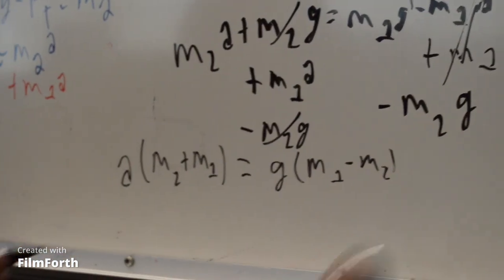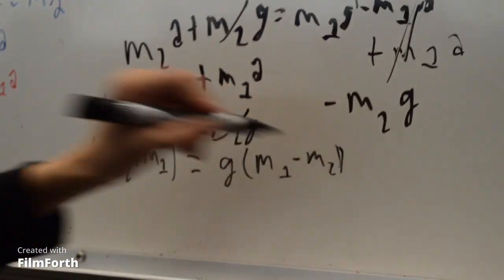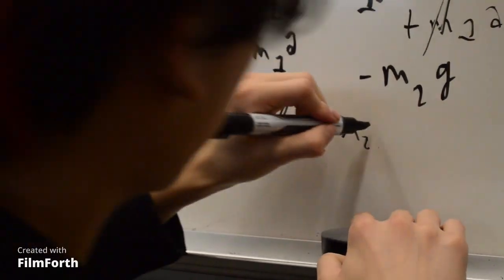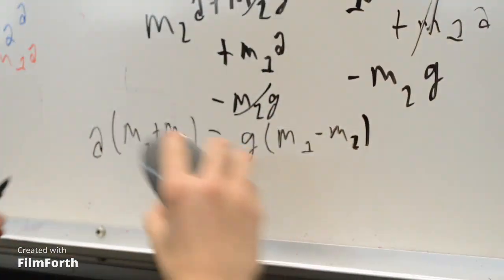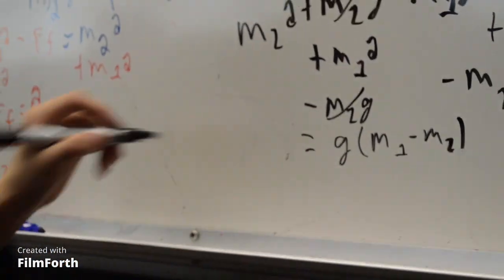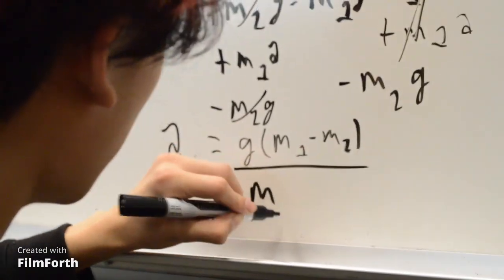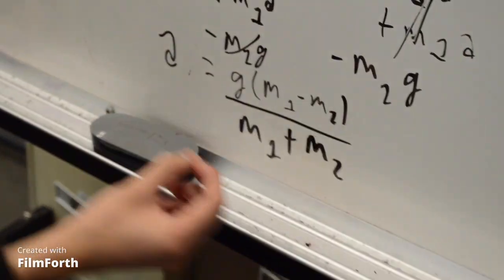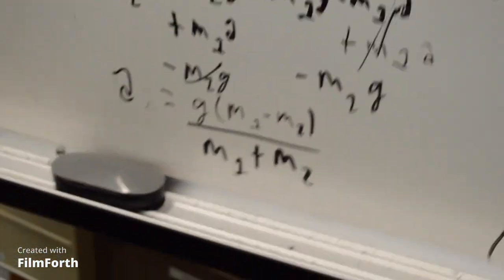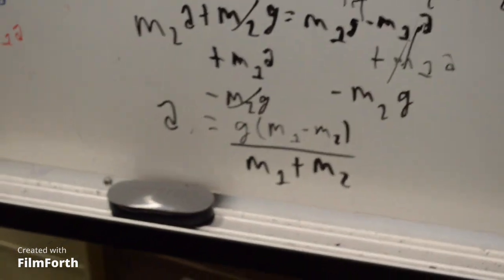So now, like we did before, to isolate for A, let's divide both sides by M1 plus M2. Therefore, we get A equals the difference between the two masses' weight divided by the sum of the two masses. And that's our acceleration for this pulley.